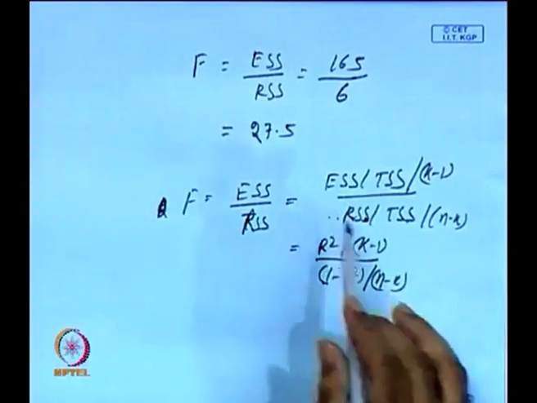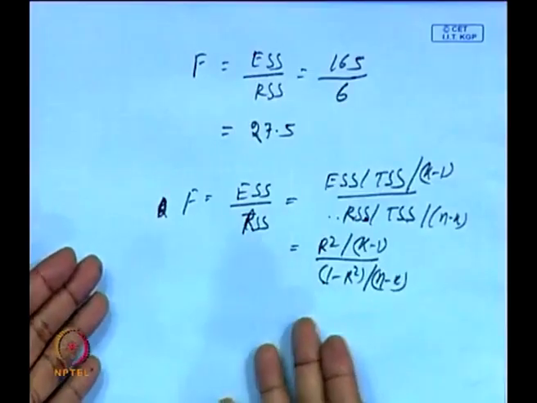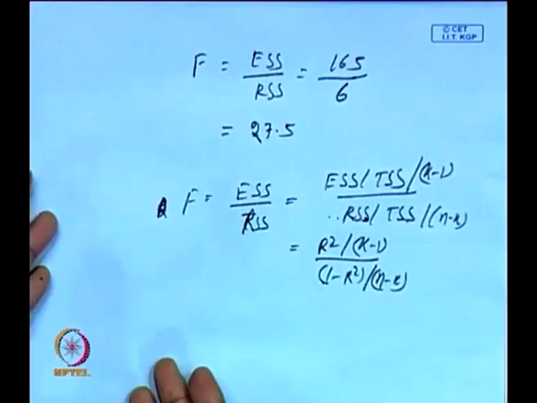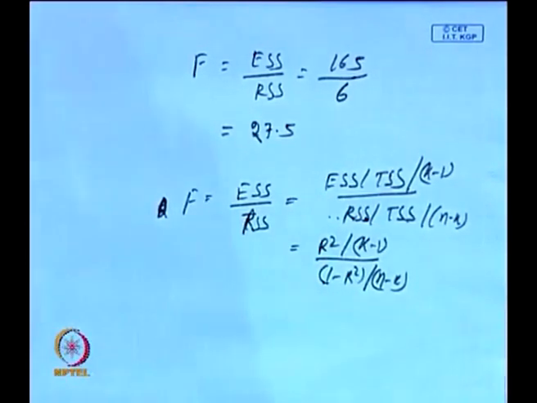So that means it is justified that if R square is substantially high, then obviously F will be substantially high. If R square is substantially low, then F will be substantially low. So there is a huge connection between R square and F. The significance of the F depends upon the value of R square. If R square is high, then there is enough chance that F will be statistically significant. If R square is very low, then there is enough possibility that F will not be significant. So they are very closely connected to each other.